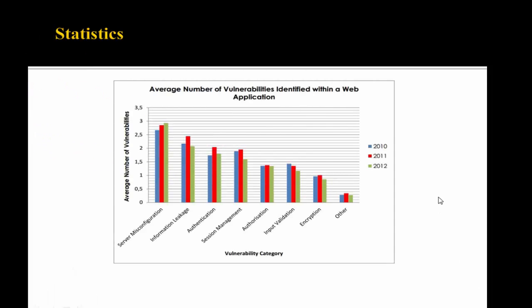On this page, I have the statistics by the year and by the number. From 2010 to 2012, it shows the effects of security misconfiguration by the numbers: server misconfiguration, input validation, encryptions, authorization, authentication, and others.